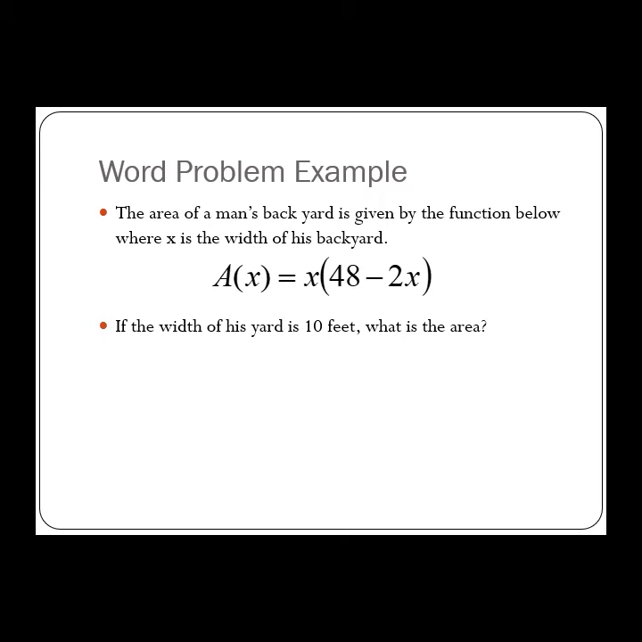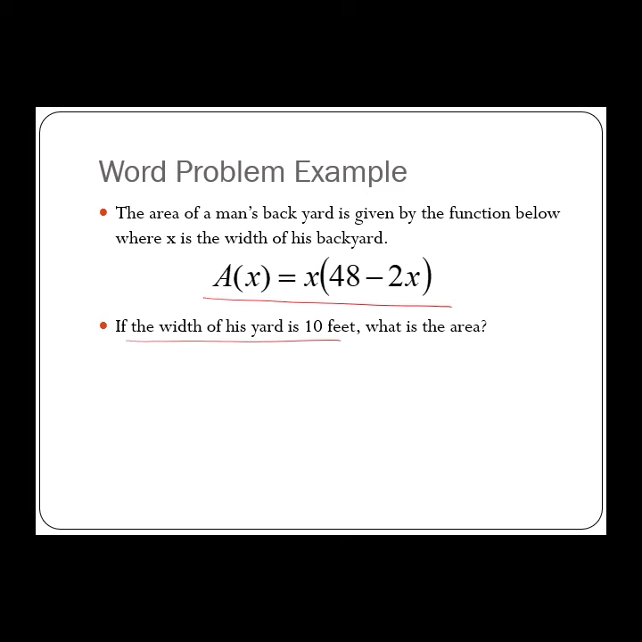Some of the problems that you'll have in this unit will be word problems. They'll all be formula word problems because you'll be given a function in the problem. So in this one, the area of a man's backyard is given by the function below, where x is the width of his backyard. Sometimes the story problem will be really long, explaining to you where the formula comes from. But for your part, once you have the formula, that's what you're working with. Eventually you'll get to courses where you have to develop the function yourself.